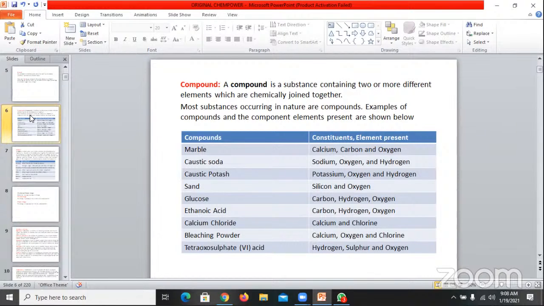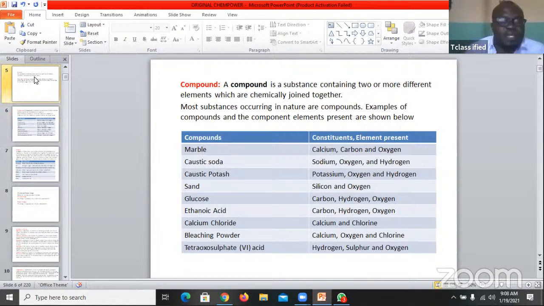You're going to be looking at them more in organic compounds. Then calcium chloride is made up of calcium and chlorine. Bleaching powder is made up of calcium, oxygen, and chlorine. Then you have the tetraoxosulfate(VI) acid, a very, very important acid. You use this acid in many chemical processes; it is made up of hydrogen, sulfur, and oxygen.